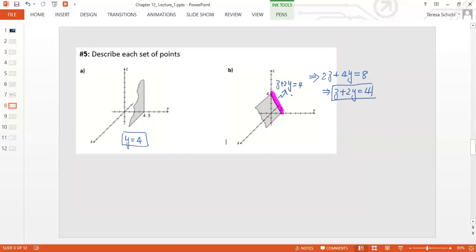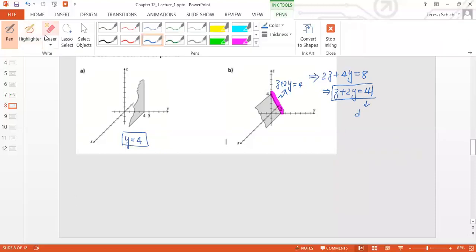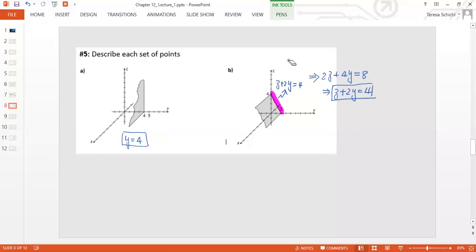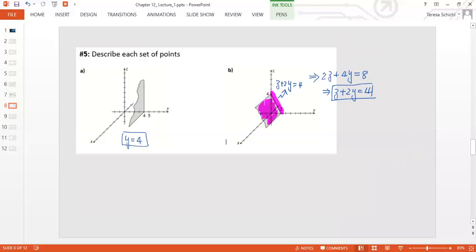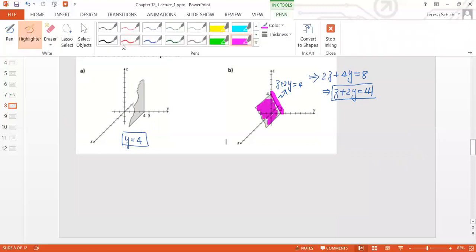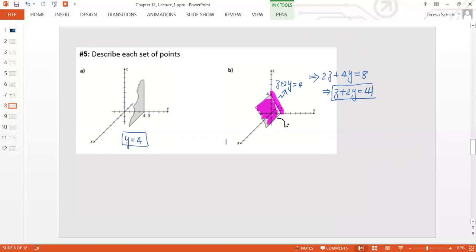If you find the linear equation for this one, it is z plus 2y equal to 4, right? So if you set z equal to 0, y equals 2; set y equal to 0, z equals 4. So this is the plane here, the plane z plus 2y equal to 4. Okay. All right, let's take a look at the next one here.